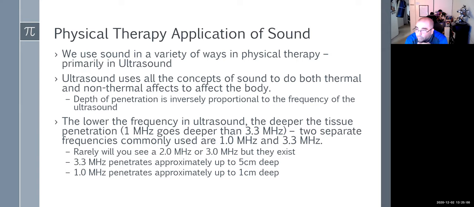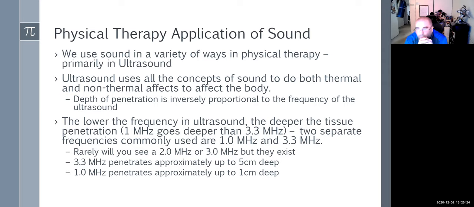1 megahertz goes deeper than 3.3 megahertz. The two most common frequencies used in ultrasound are 1 and 3.3 or 3 megahertz. Rarely do you see 2 megahertz machines, but they do exist, right? A 3.3 megahertz machine penetrates about 5 centimeters deep. A 1 megahertz machine penetrates about 1 centimeter deep.